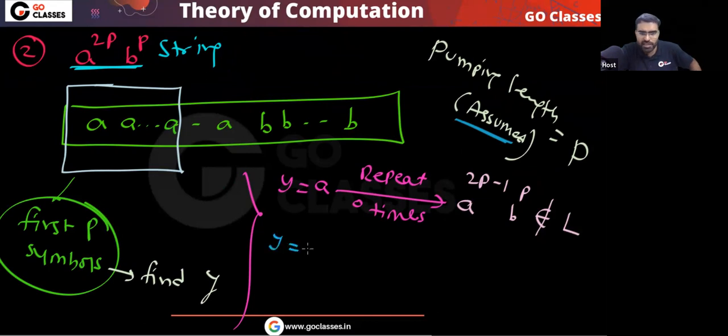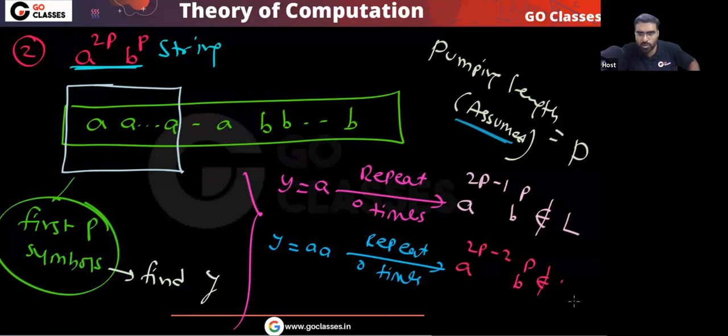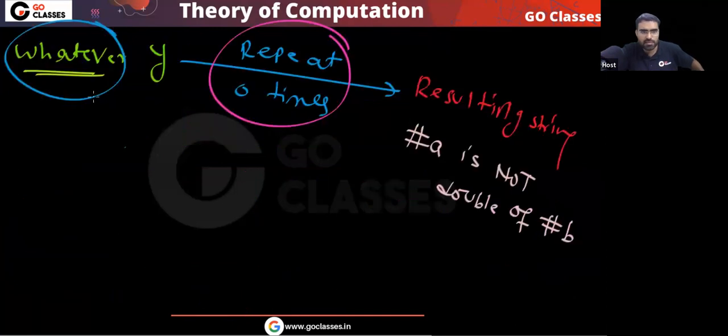You tell me, if I take Y equal to double A and I repeat this Y 0 times, what will happen? I will get A power 2P minus 2, B power P. That also does not belong to L. So did you notice, whatever you do, whatever Y you take, if you repeat it 0 times, in the resulting string the number of A is not double the number of B.